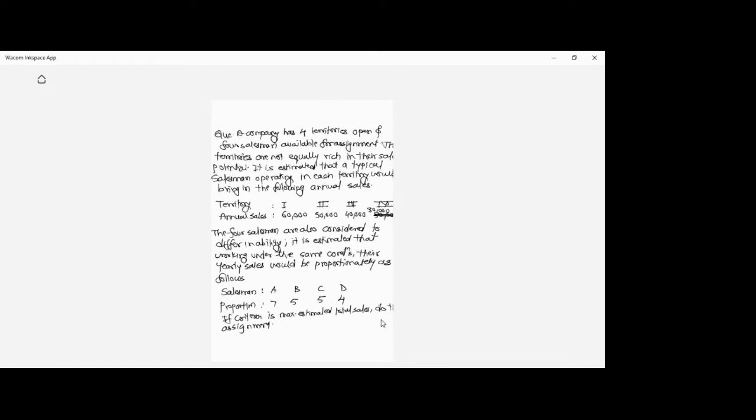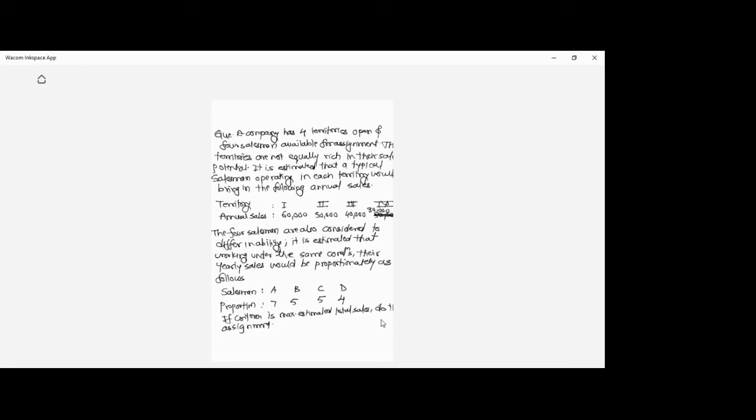So for example, salesman A will generate 7 as the proportion of the total, the proportion of his sales would be 7 with respect to all these sales. So the proportion is 7 for A, 5 for B, 5 for C, and 4 for D. Now if the criteria is maximum estimated total sales, they are telling us to do the assignment.